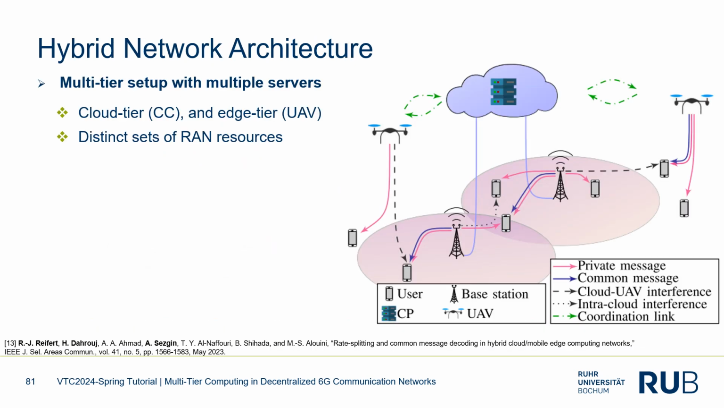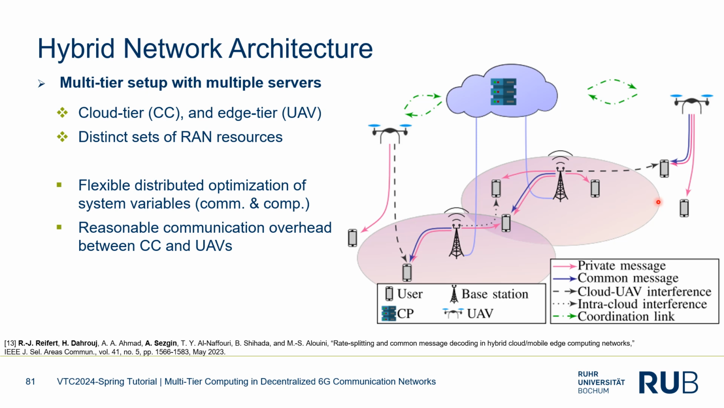Okay, let's talk about the network architecture. It's similar to the previous presentation, where we have the multi-tier setup with multiple servers. We have cloud tier management instances and edge tier management instances, and they each have their own set of distinct radio access network resources. So, for example, the UAV has its own computation cycles to allocate, and also its own set of antennas to serve the users with. Same for the central cloud, which has different sets of base stations to serve the network.